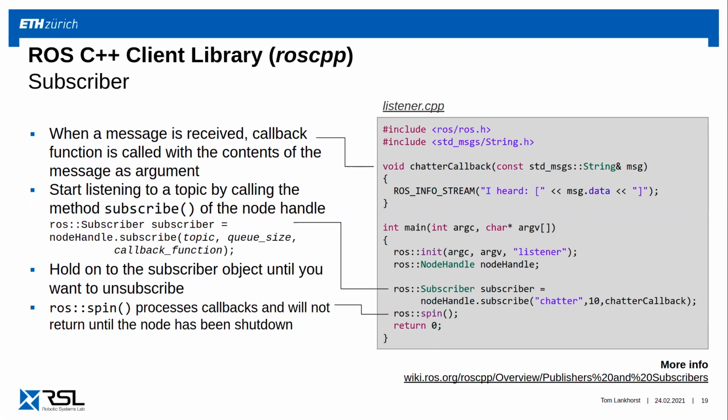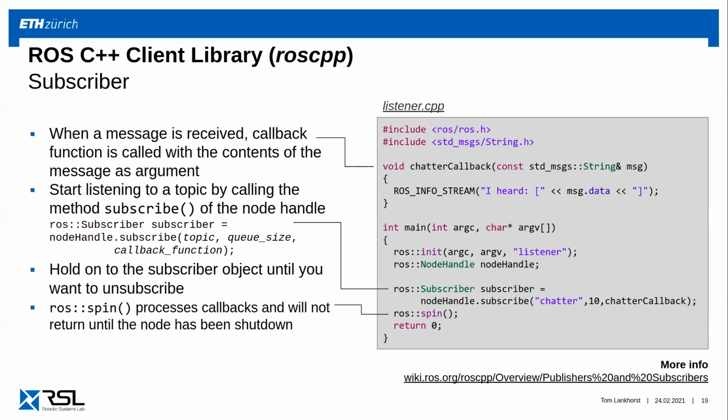Now, in the actual main file, after the typical initialization and the definition of the node handle, we can use the node handle to subscribe to a topic. The name of the topic that we subscribe to in this case is chatter, which is the first argument to the subscribe call on the node handle.